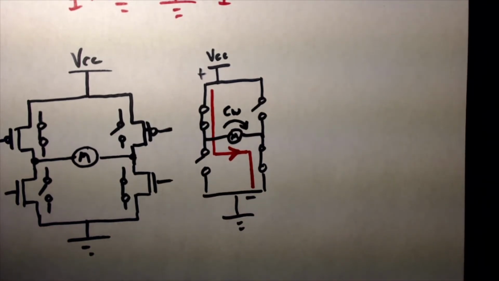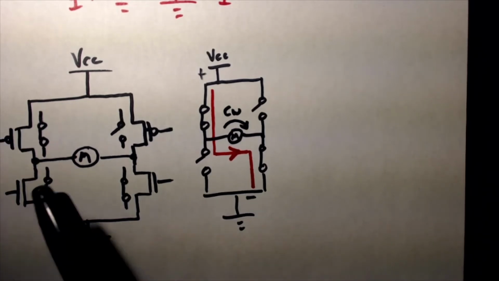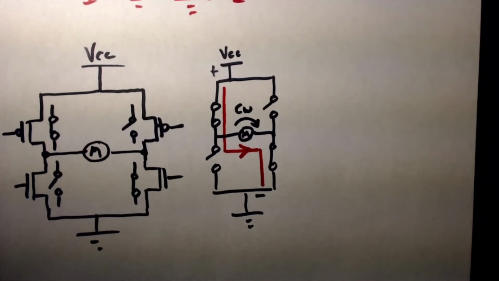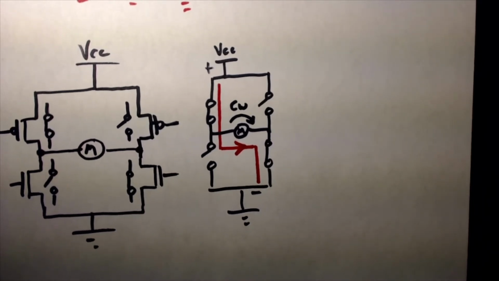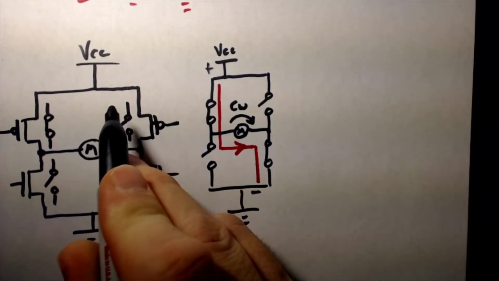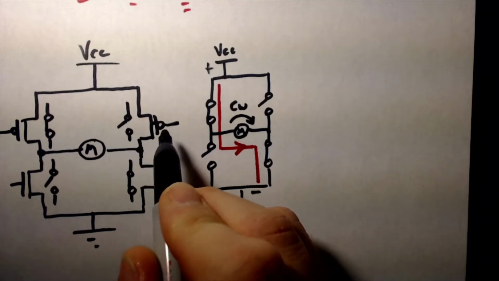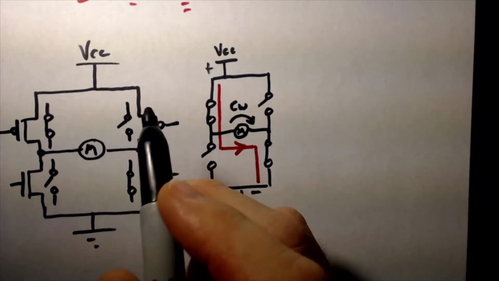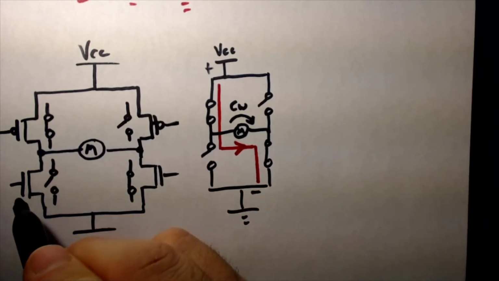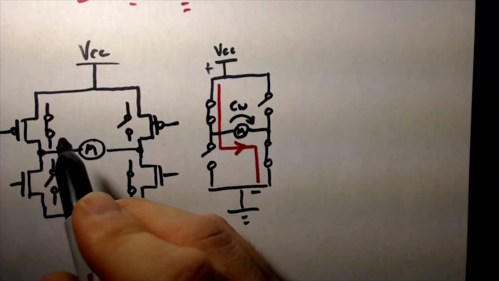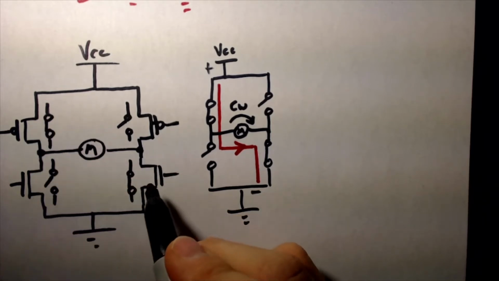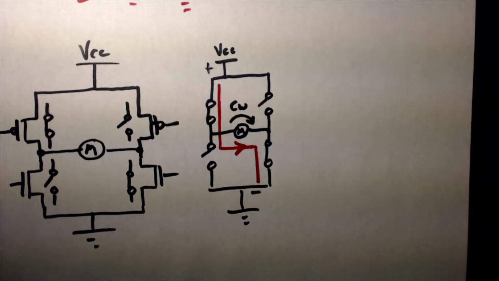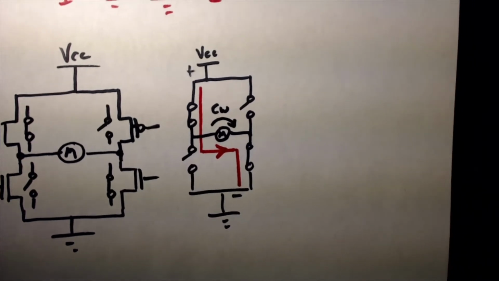Now, similarly, if I change my inputs to these MOSFETs here, all four of them, then I can create a different situation. I could make this one closed, this top right P channel, and I could make this bottom left N channel closed, and then I can open these remaining ones. Now watch what the corresponding circuit looks like if I achieve that.